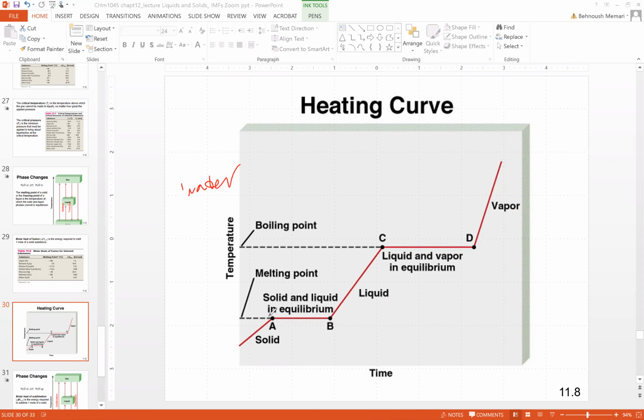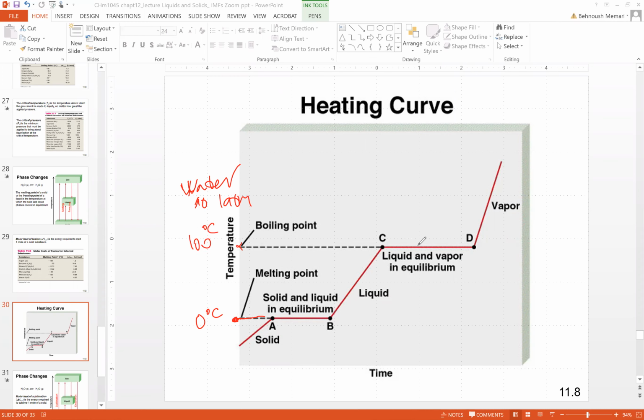What would be this line here? Melting point is going to be 0 degrees Celsius. That's at 1 atm, okay? Water at 1 atm. So 0 degree. And then this is going to be 100 degree because it's 1 atm.